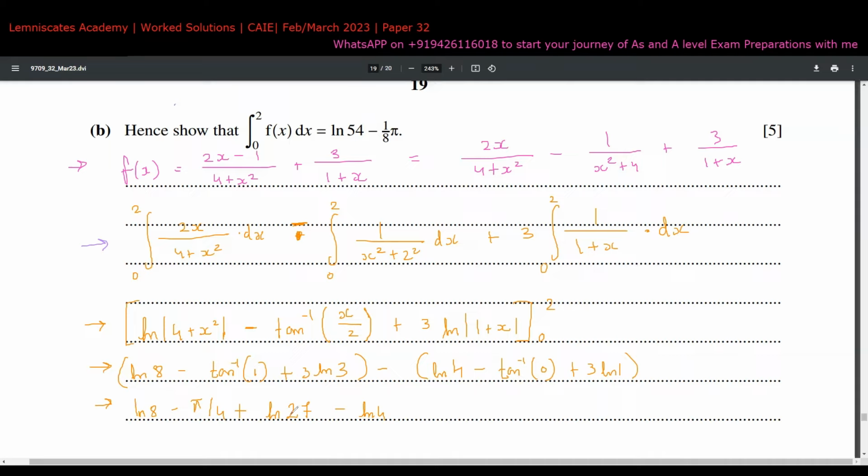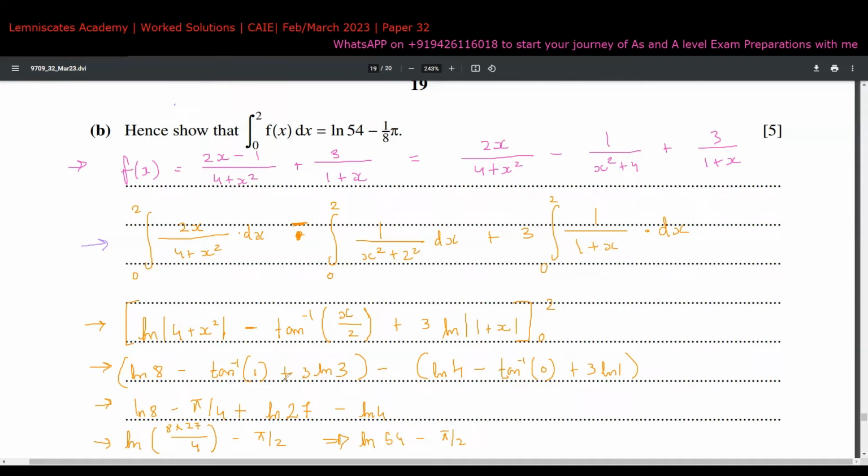So if I have ln 8, ln 27, and ln 4 like this, I can say the same as writing ln of 8 into 27 divided by 4, minus pi by 2. So let's see what we get after this. This implies, 8 into 27 divided by 4 comes out to be ln 54 minus pi by 2. We need to get pi by 8, but we got pi by 2 for some reason. So we must have made some kind of error somewhere. Let's try to see what is the error that we might have made.